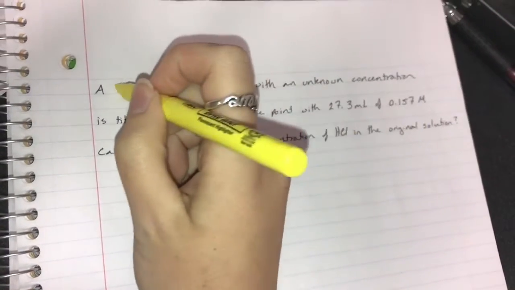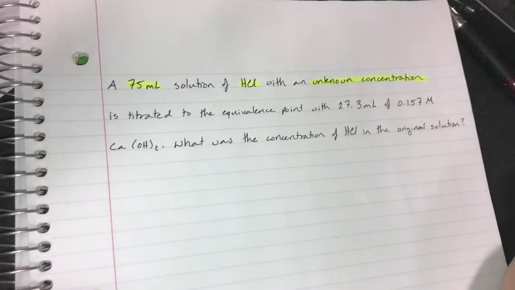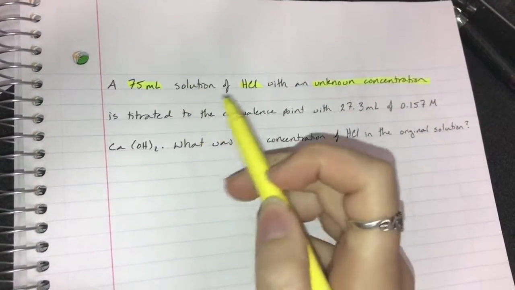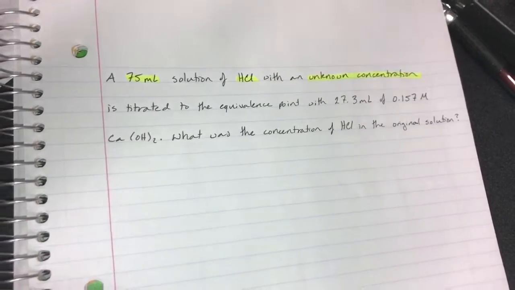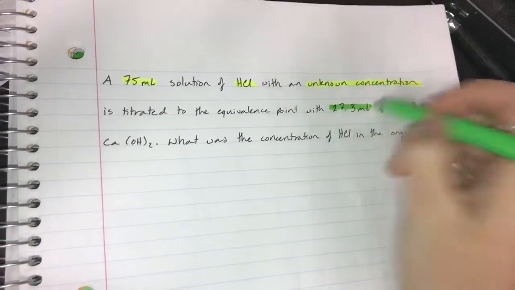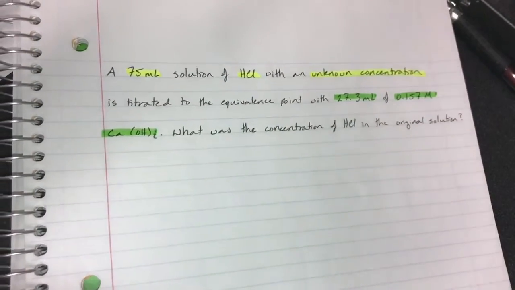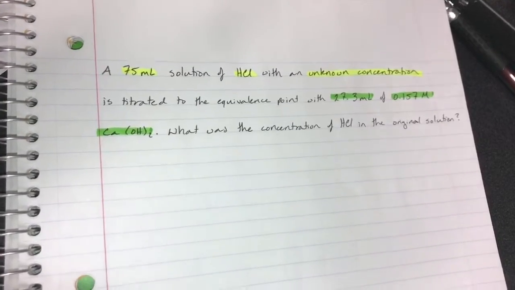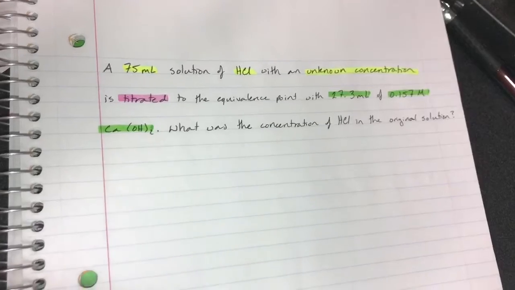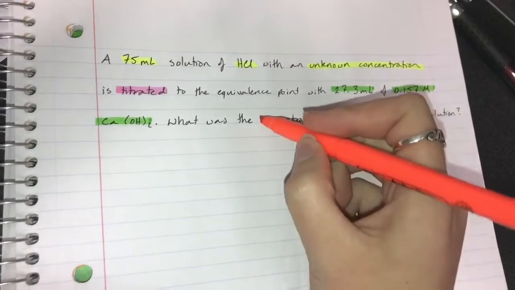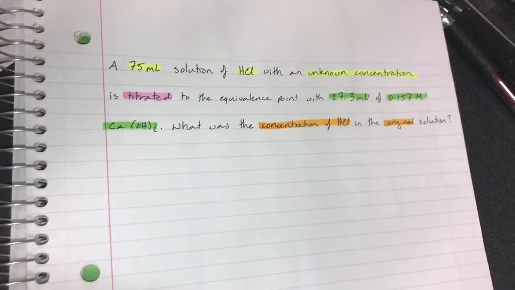You can see that there's 75 milliliters of hydrochloric acid with an unknown concentration, and that's what we know for the hydrochloric acid. We know that there are 27.3 milliliters of 0.157 molarity of calcium hydroxide, and that's the information we know for that. And we know the two are titrated together, which means that a reaction is happening. And our objective is to find the concentration of hydrochloric acid in the original solution.